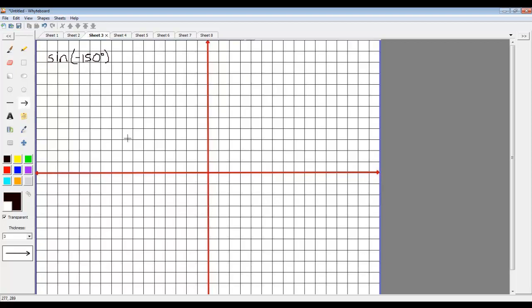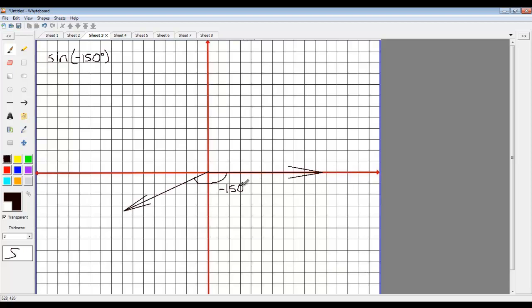Well, initial side's going to be on the positive x-axis. But the terminal side, let's see, we're going negative, so that means we have to go in a clockwise direction. Positive angles go counterclockwise, negative angles go clockwise. So clockwise, we're going 90, 180 would be too far, so we're in quadrant 3, about right there. So going this direction, we're at negative 150 degrees.